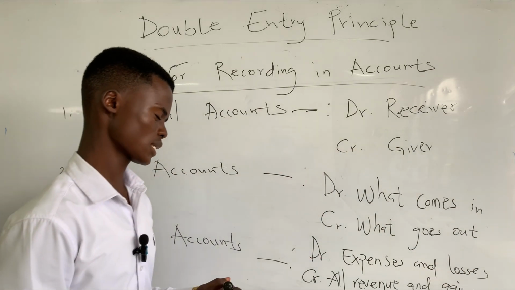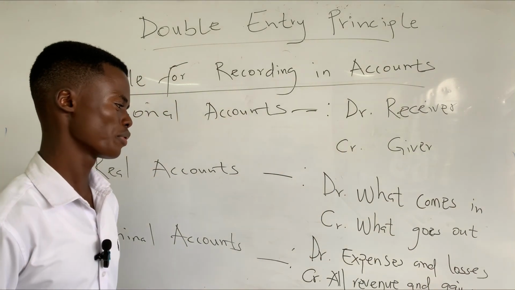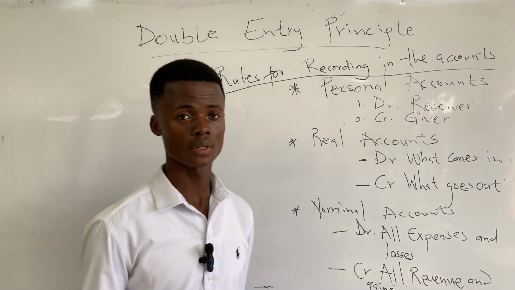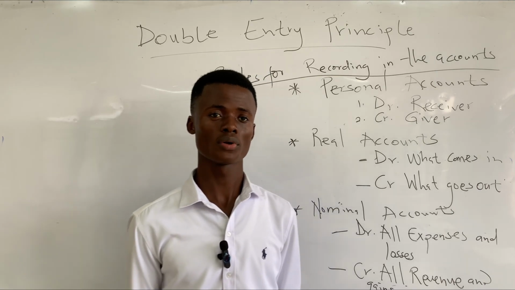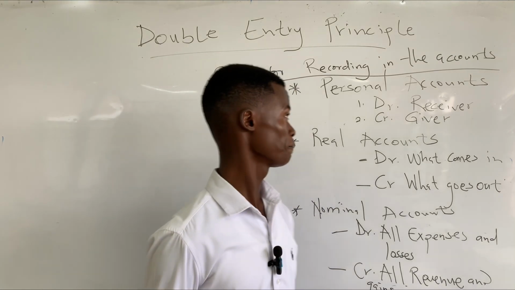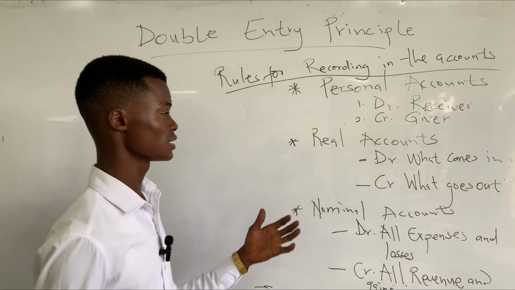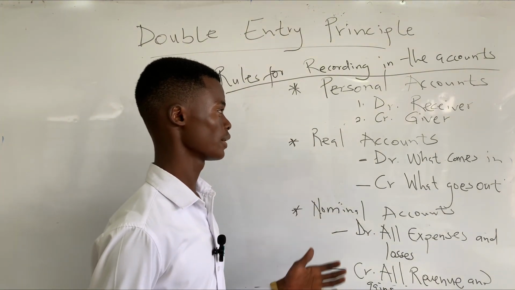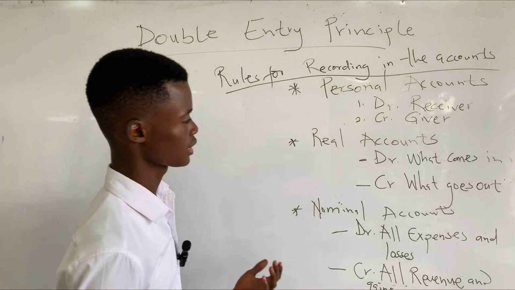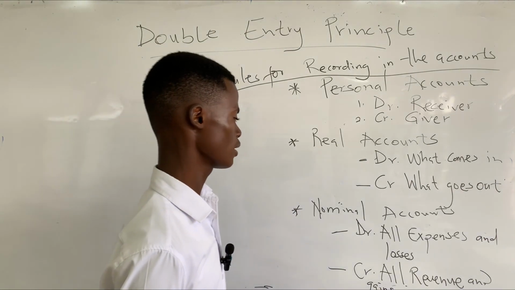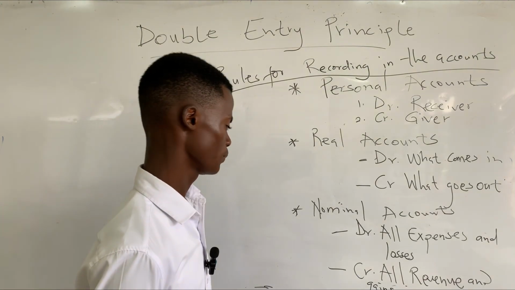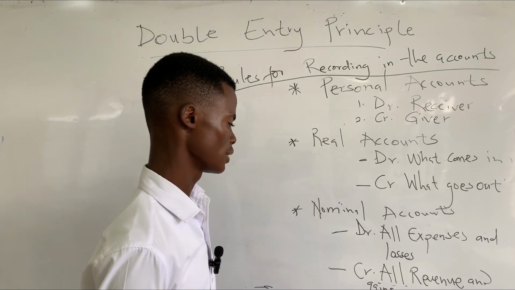Debit all expenses and losses and credit all revenues and gains. This is how the double entry principle is further broken down to suit each of the accounts. So as stated, under the personal account, you should debit the receiver and credit the giver. Under the real account, you should debit what comes in and credit what goes out. Under the nominal account, you should debit all expenses and losses and then credit all revenues and gains.